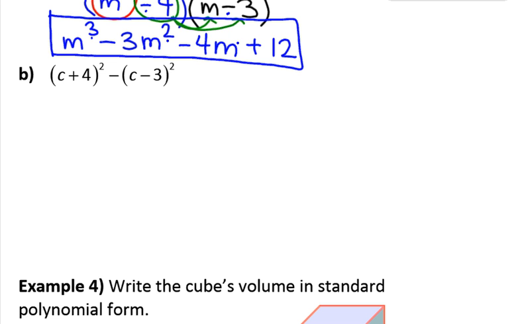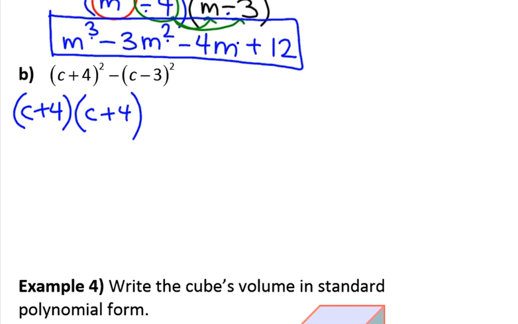So just to review, make sure you don't just square both of those things. We have like the c and the 4. You don't square c and square 4, and that's your answer. That is incorrect. So what you have to do is multiply c plus 4 times another c plus 4. So that's how you would do this problem.